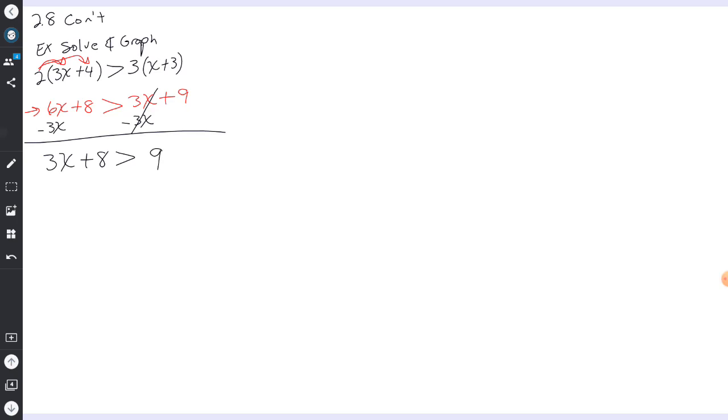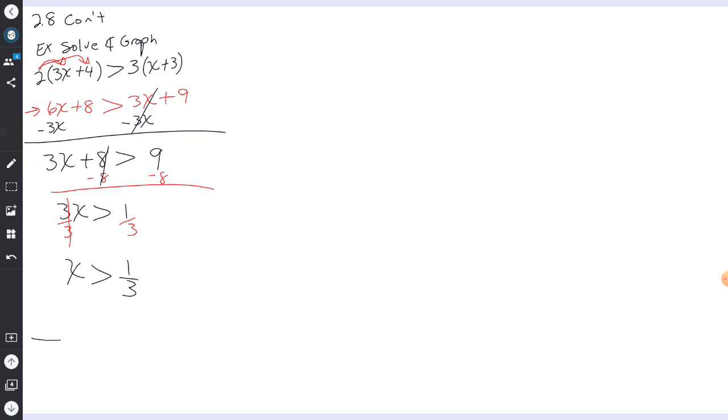All right, and then minus 8 on both sides of the inequality. It cancels, leaving us with 3x is greater than 1. Right. Divide off your 3. That cancels. Do we have to change the inequality? No. Why? We only changed it when we divide by a negative. That's the only time that we change it.